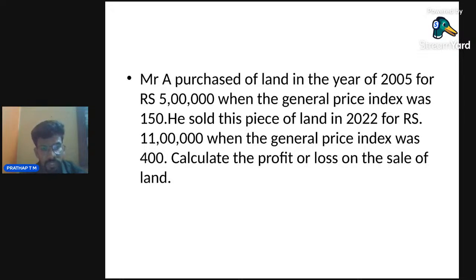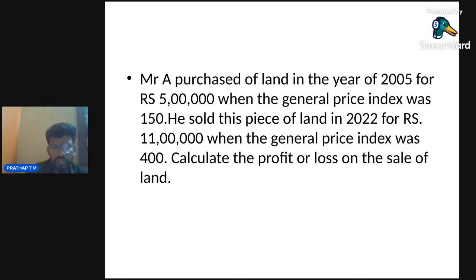So what information is given in the question? It is very simple. In 2005, they purchased land for 5 lakh. The index is around 150. In 2022, the index is 400. Right. So what do we have to do? First, we have to identify the present value. Now we are in 2022.